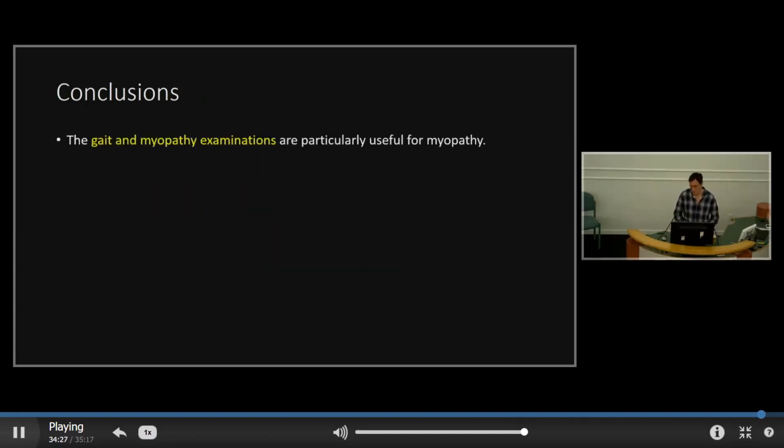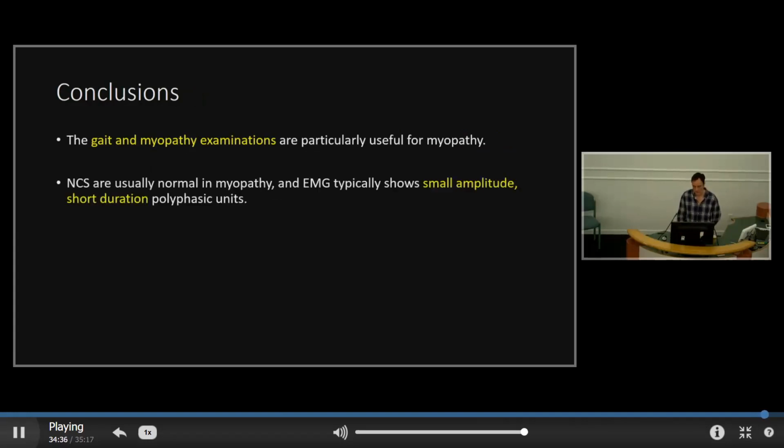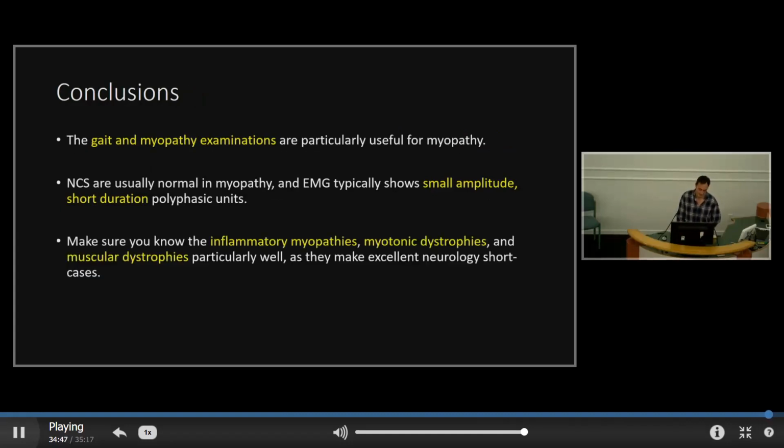All right, so to conclude this talk, the gait and myopathy examinations are very useful when you have what you think may be a myopathy. Nerve conduction studies are usually normal. If you are asked what the EMG might show, just say it'll probably have small amplitude, short duration, polyphasic units. That's it. In proximal muscles, more than distal.